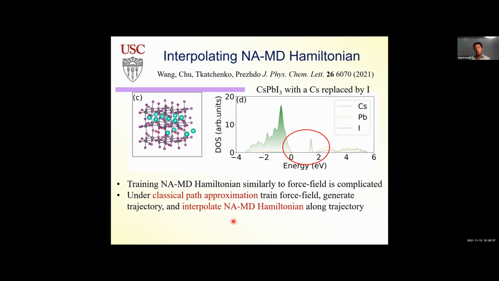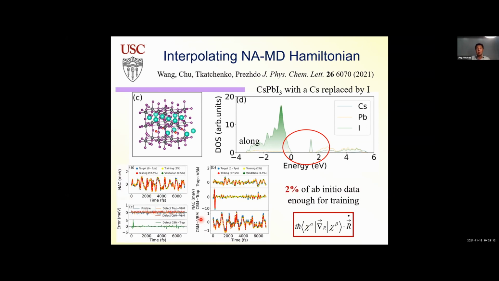But then we realized, oh, we're using the classical path approximation, which means that we can pre-compute the trajectory. And therefore, we are using a machine learning force field to pre-compute the trajectory. But then we sample non-adiabatic coupling ab initio only along the trajectory.